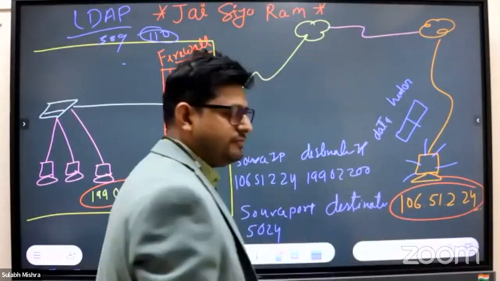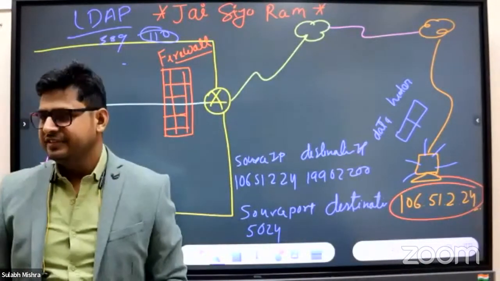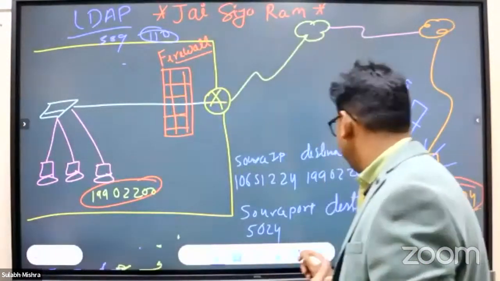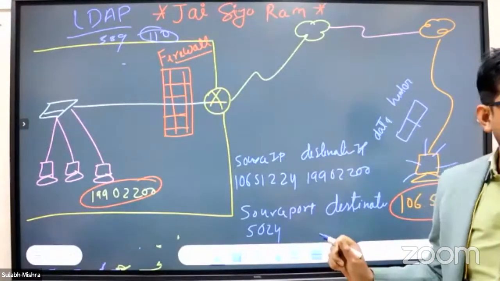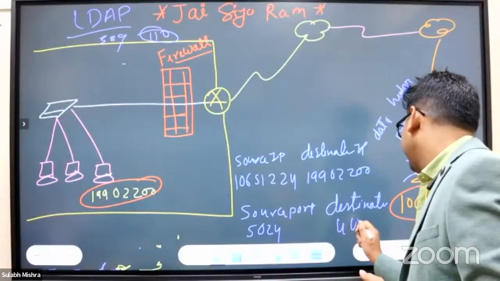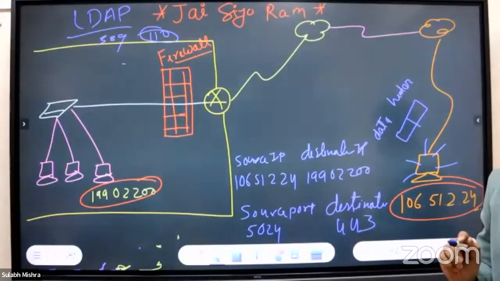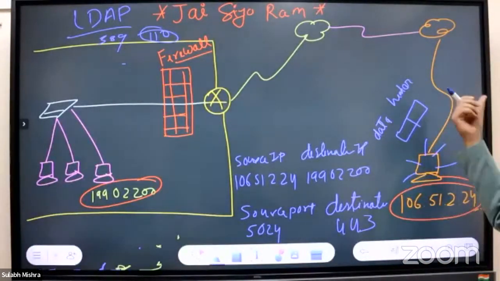Anybody else? Just go through this port number, okay? Well-known port numbers are very important. So now here, what is the destination port number? 443. Right? So now the packet will leave from your host, from your system, and now you're accessing facebook.com.